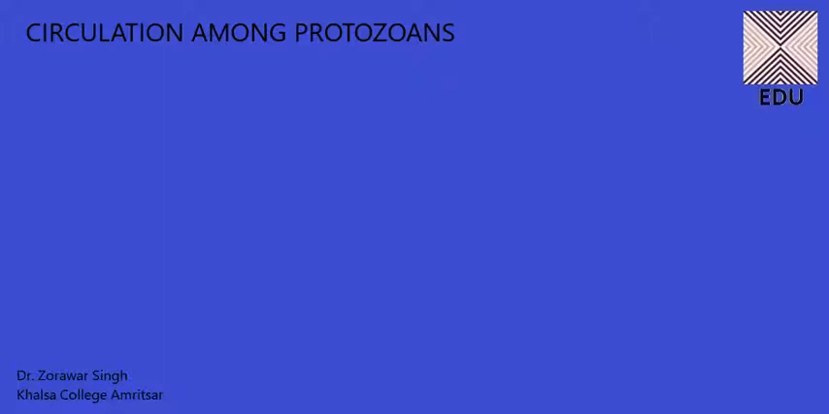Now, as we all know, protozoans have got their name because they are very small in size. If we go by the first part of this word, proto means very small, and zoa means animals. So these are very small microscopic animals which are found primarily in fresh water.